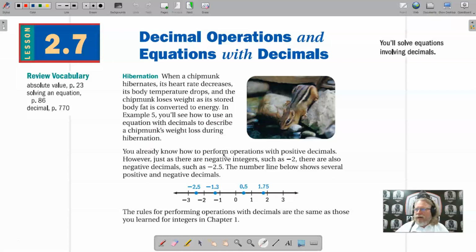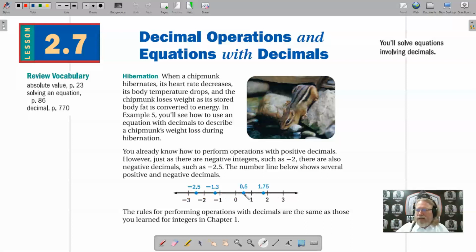So you already know how to perform operations with positive decimals. However, just as there are negative integers, such as -2, there are also negative decimals, such as -2.5. The number line below shows several positive and negative decimals. So first of all, let's remember that on a number line, everything to the right of 0 is positive, and everything to the left is negative.